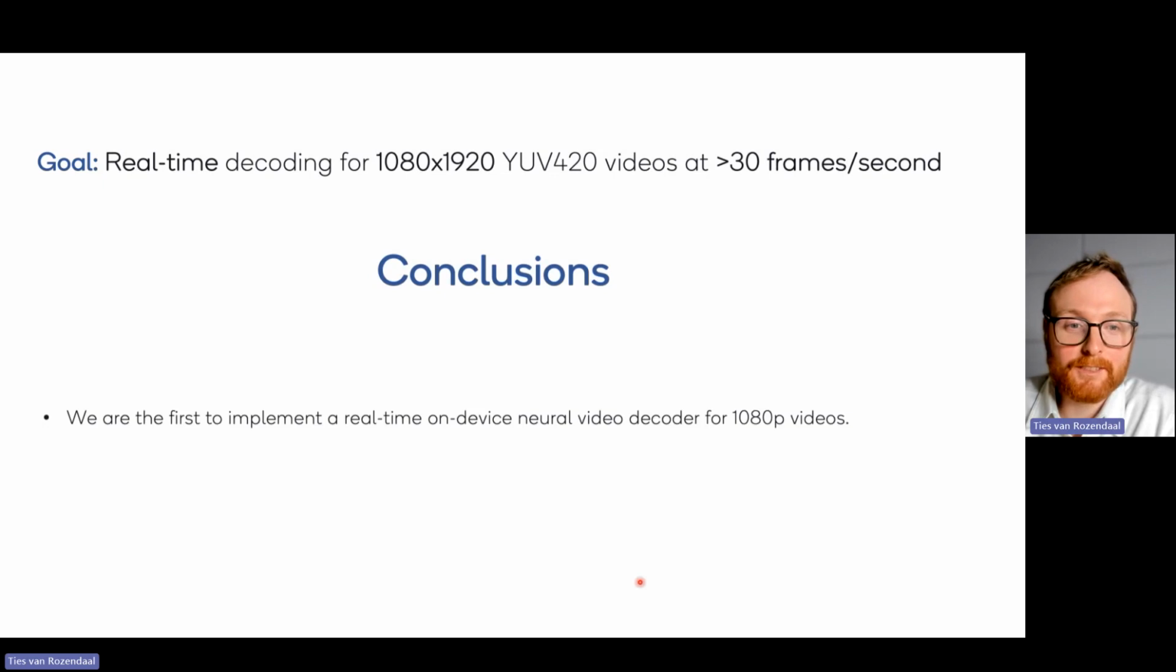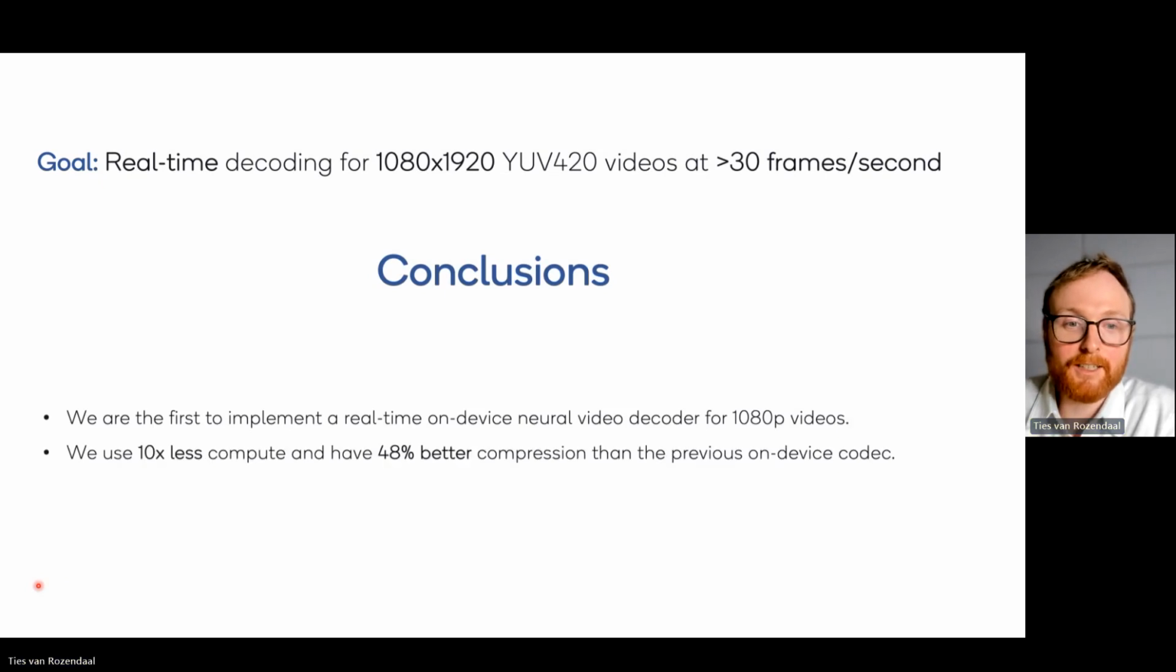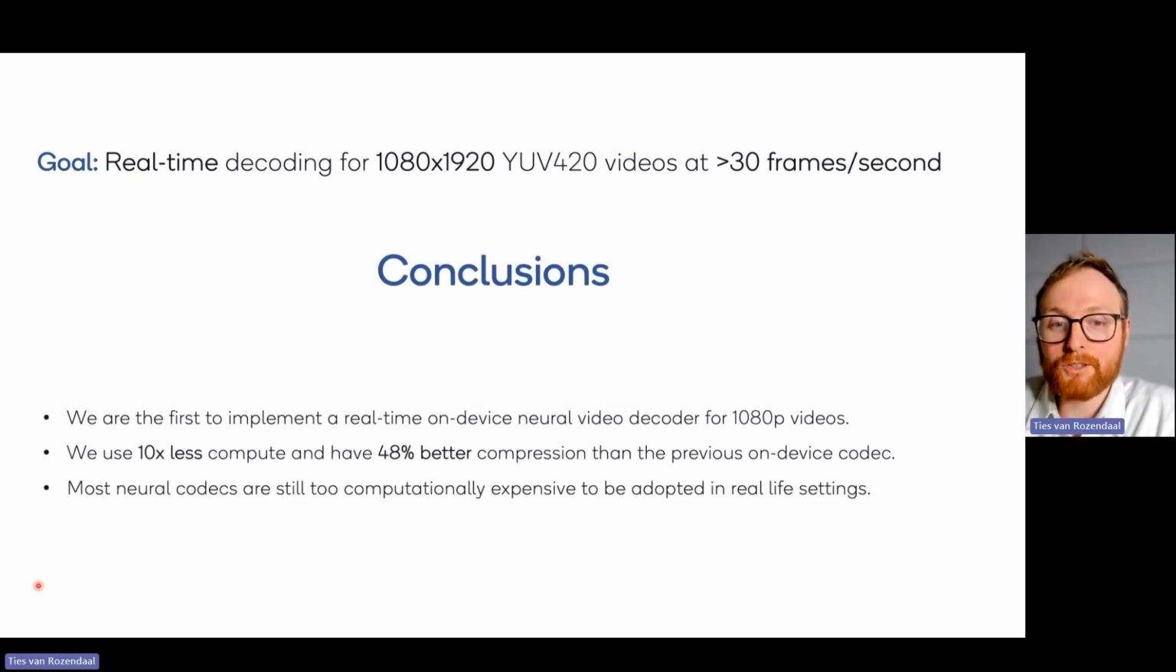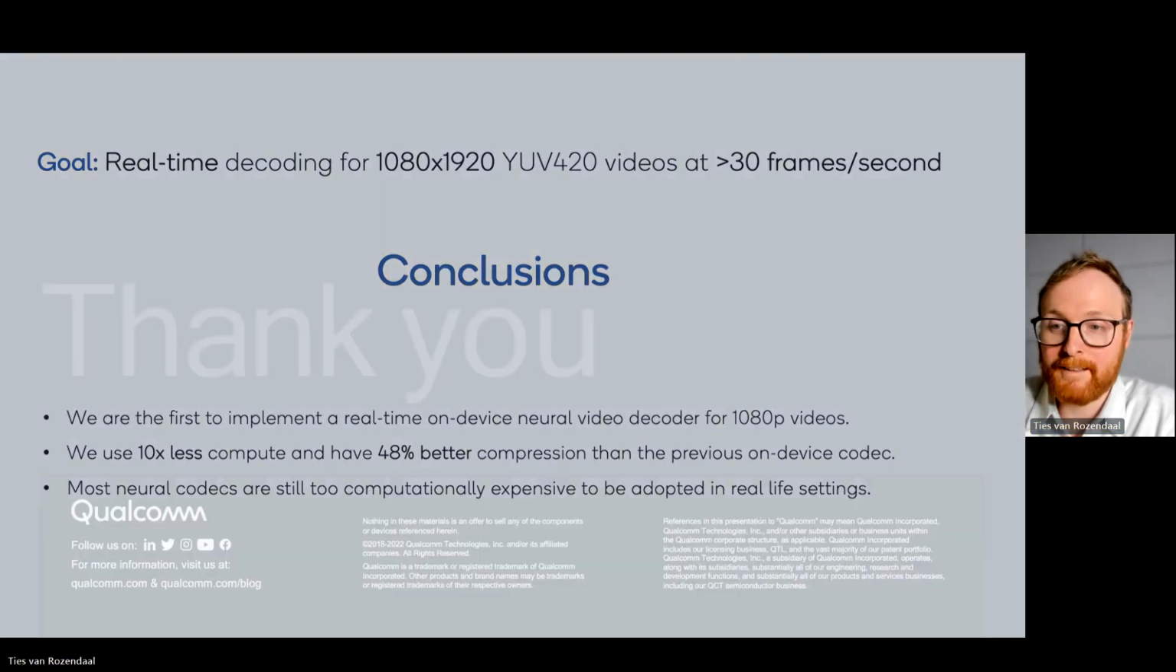In conclusion, we are the first to implement a real-time on-device neural video codec for 1080p videos. We use 10 times less compute, but have 48% better compression performance than the previous on-device neural codec. And most neural codecs are still too computationally expensive to be adopted in real-life settings, and we think this presents an interesting direction for future research.